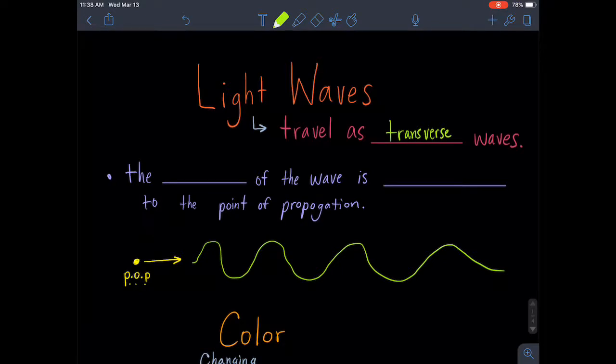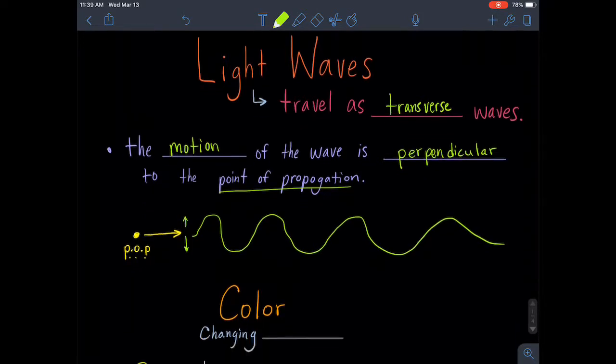So what this means is that the motion of the wave is perpendicular this time to the point of propagation. So what that means is that if the wave at the point of propagation is going left to right, then the wave is going to travel up and down because that would be perpendicular to the left and right direction. So we have motion in the up and down direction. This would be like if you and a friend were holding on to a jump rope and you were to shake your arm up and down, you would end up creating a transverse wave.